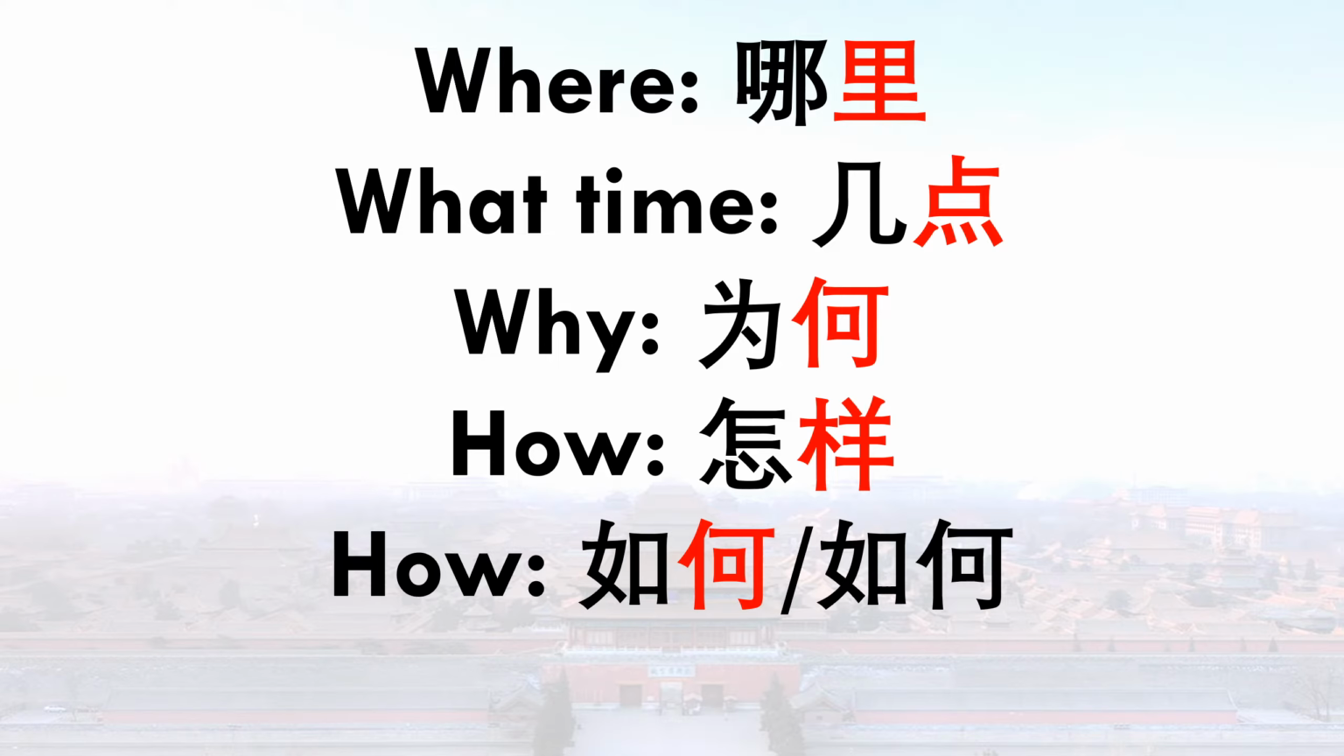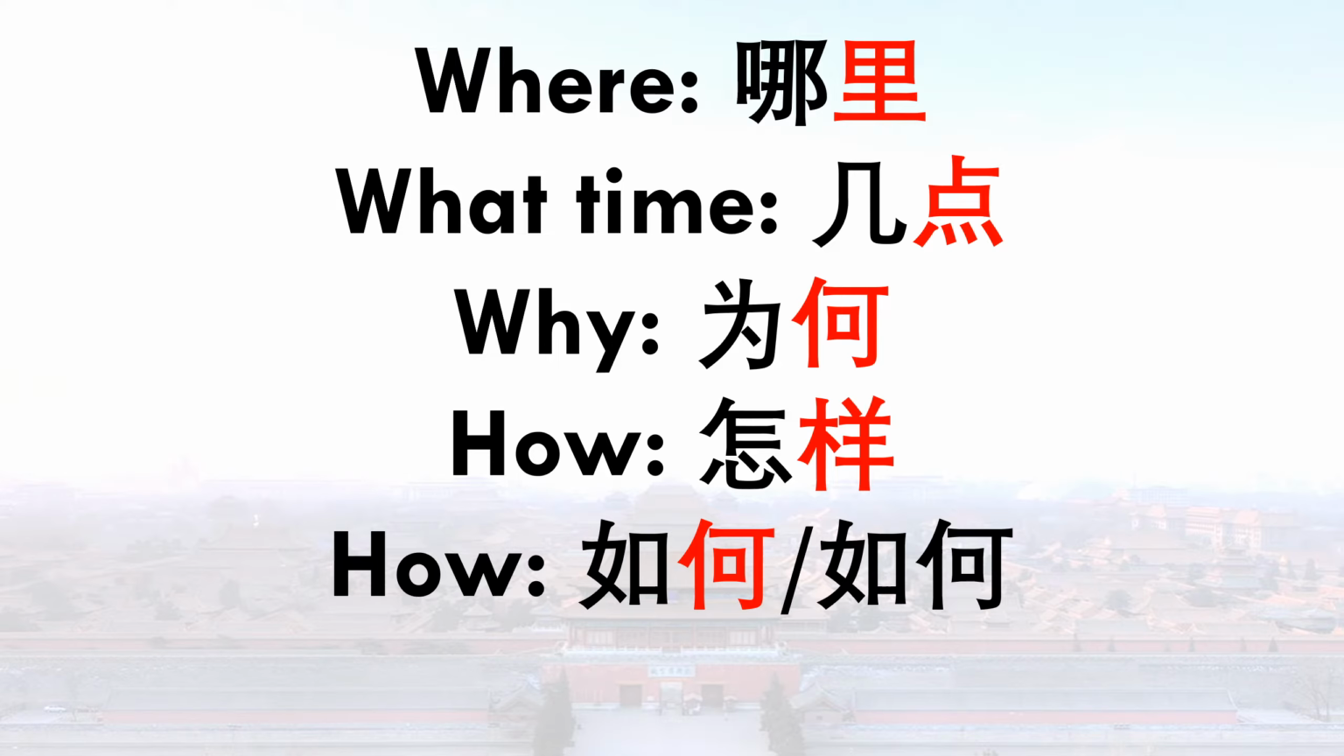For why, here's a more formal way to say why. 为何. I'm not stressing both syllables, but 为何. For how, here's another way you can say how. It's a little bit more formal than 怎么. It's 怎样. And if you want to stress it, it's more like stressing the first syllable rather than both. Yang takes the 4th tone, but we de-stress it. 怎样.